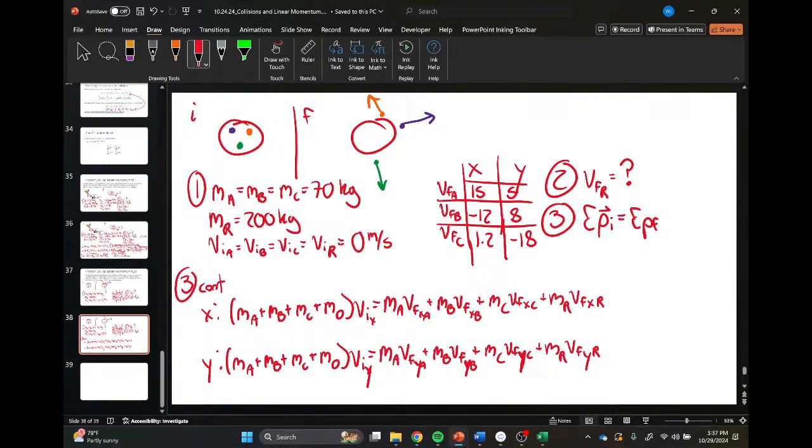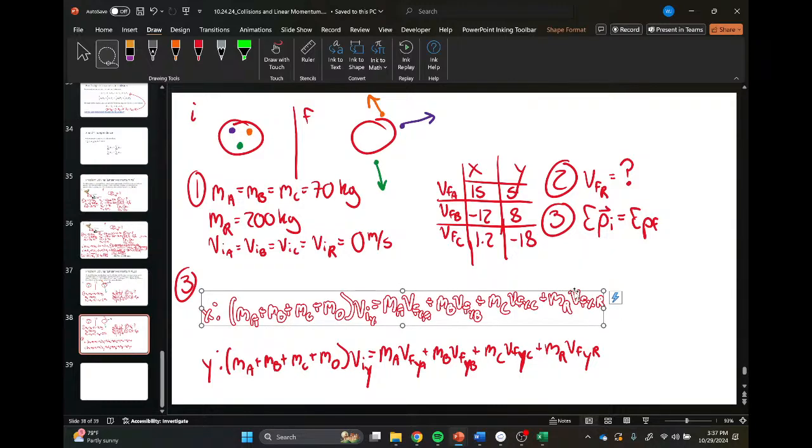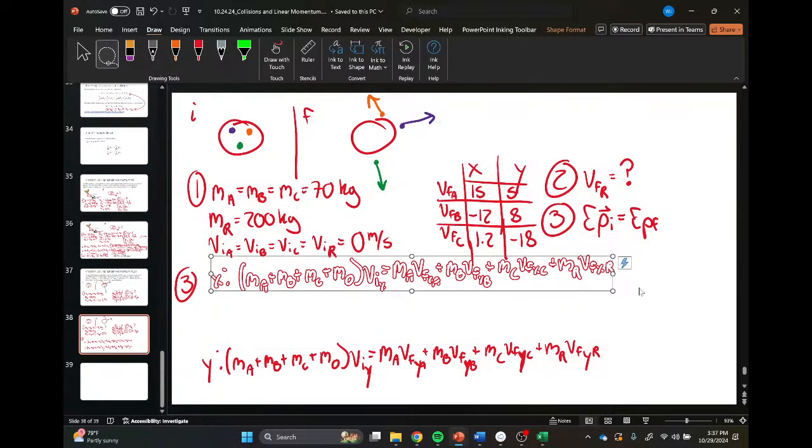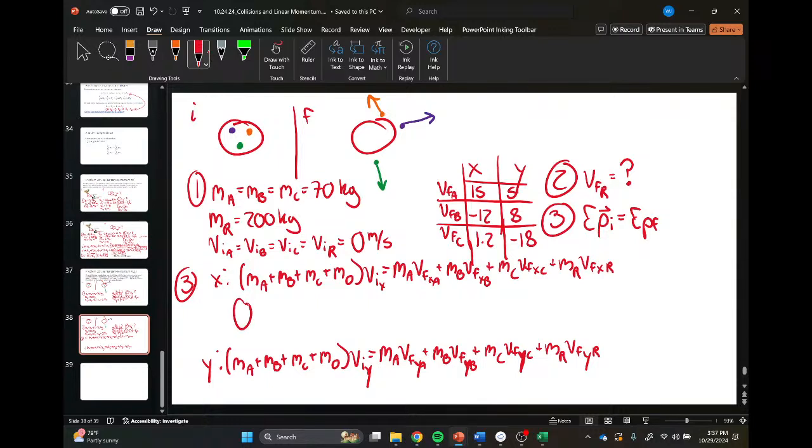I put all the things in there just to show you the entire picture. This whole left side is 0, equals 70 times 15 plus 70 times negative 12 plus 70 times 1.2 plus 200 times V final rock in the x direction. Again, really straightforward.